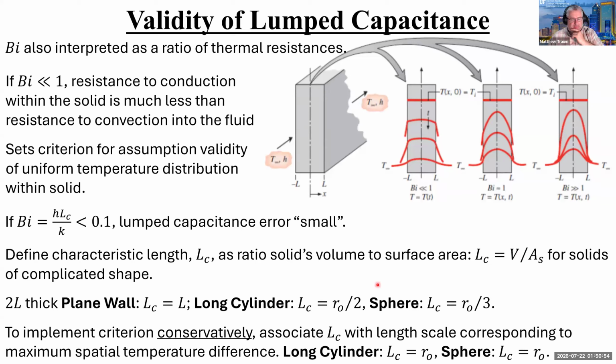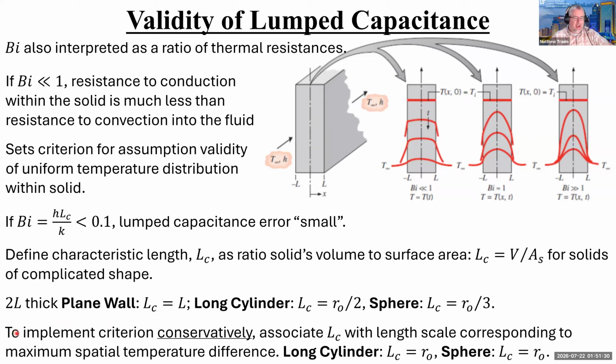If I plug in these numbers for a long cylinder, I get the characteristic length is R naught over 2. And if I plug in for a sphere into this formula, I get the characteristic length is R naught over 3. So R naught, by the way, is just the outer radius of the cylinder, or the outer radius of the sphere. The reason that I put these here, I do not use these, right? So whenever I calculate a Biot number, I always want to be as conservative as possible.